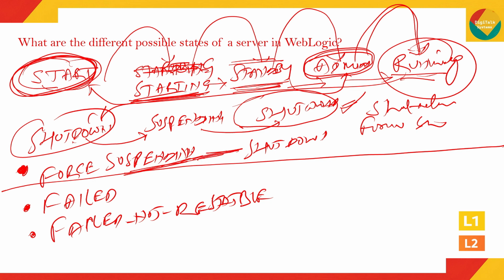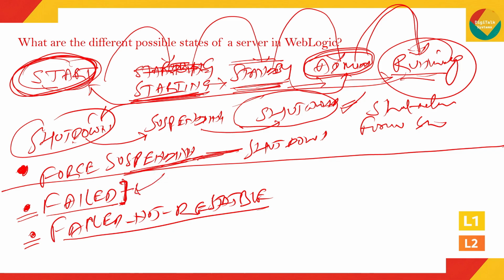Now, apart from that, sometimes you will see the server state in the failed state or failed not restartable. The failed state depends on multiple conditions. If any critical subsystem fails in your WebLogic server, and there are a lot of internal subsystems for data sources, for JMS, for internal work managers, which may hamper multiple areas in your WebLogic server or other managed servers, then your server state will automatically change to failed.